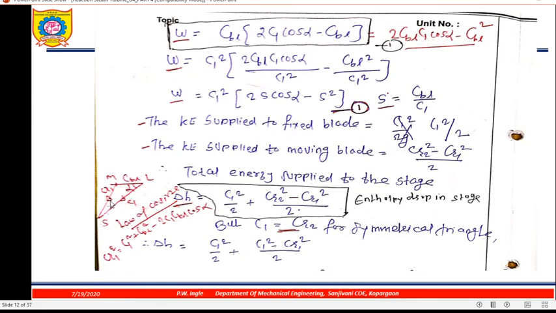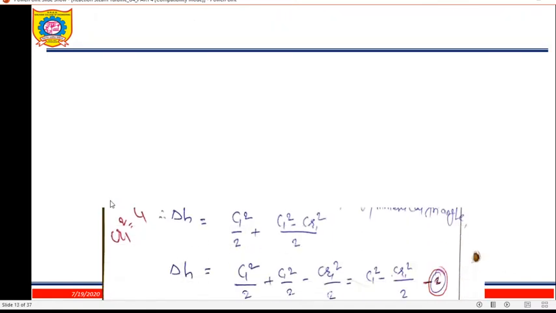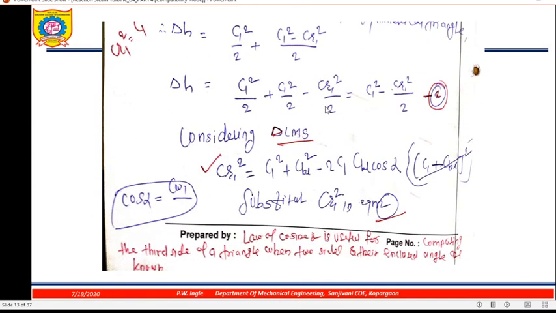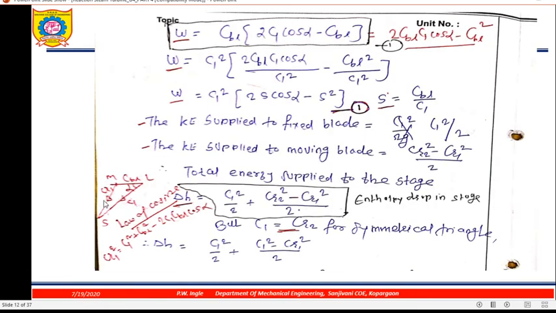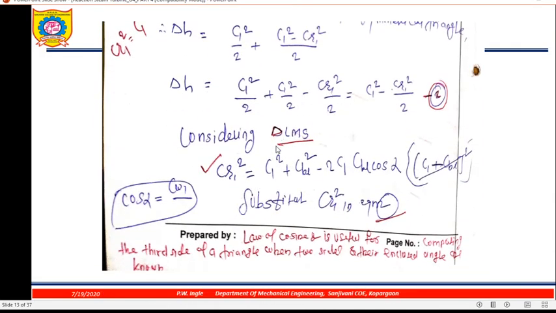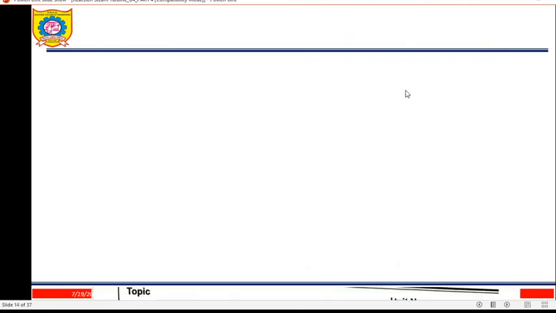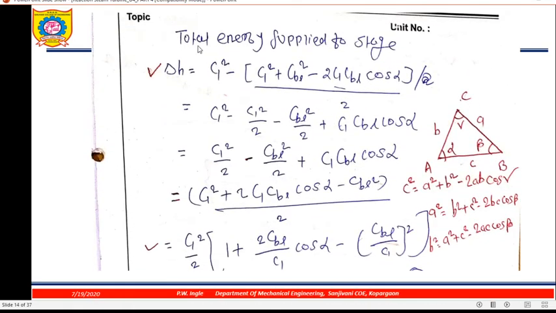Here, we want an equation for CR1 square. So CR1 square equals C1 square plus CBL square minus twice C1 into CBL cos alpha. This is the cosine law. So substitute the value of CR1 square in equation number 2. So we can write delta H as the total energy supplied to the stage.